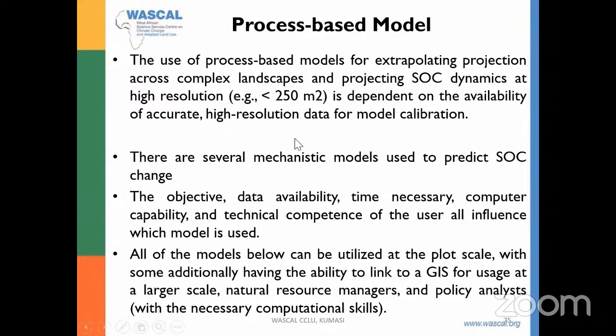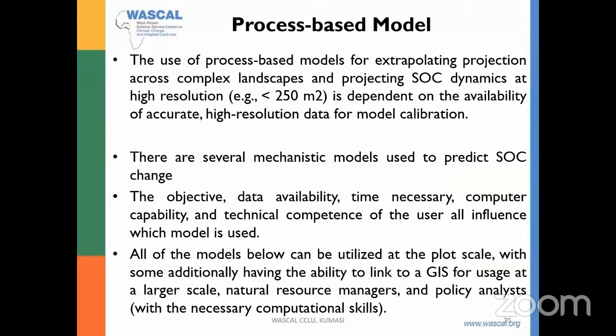There are several of these process-based models that can be used. But before we choose one, we have to look at the objective, the data available, the time necessary, our computer capability, and some technical competence, because this requires a lot of parameters to be inputted. All these models can also be utilized at a regional scale, where we are incorporating GIS functionalities. So some natural resource managers can use them for policy analysis.